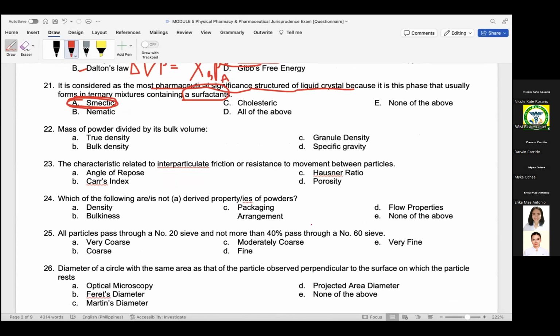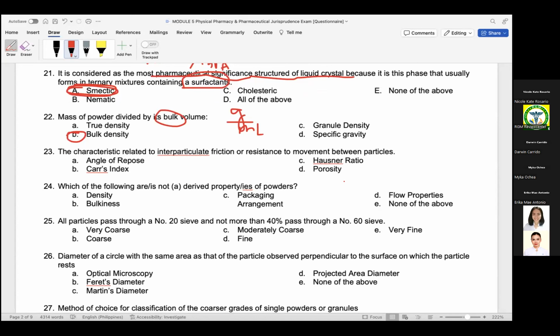Next, number 22, this is the mass of powder divided by its bulk volume. Mass is in gram, volume is in ml. So we're talking about density. Since it is bulk, obviously the correct answer is bulk density. Okay, letter B.